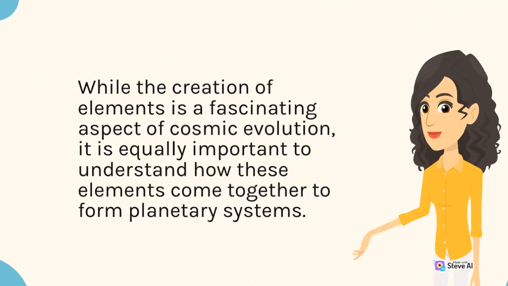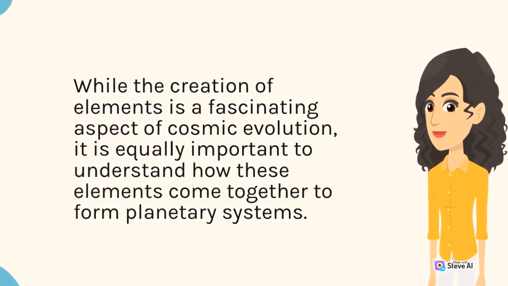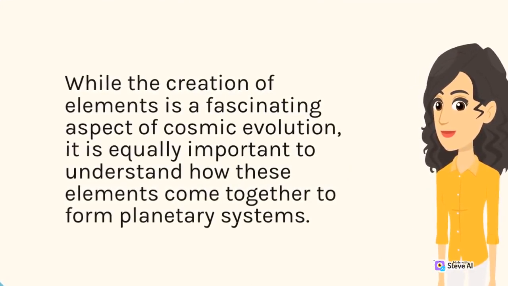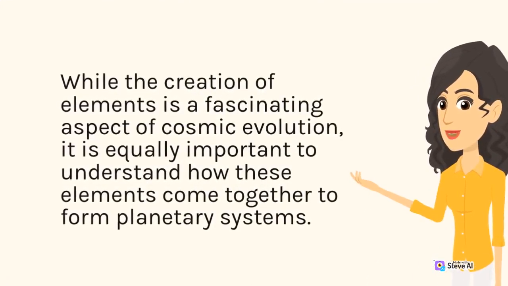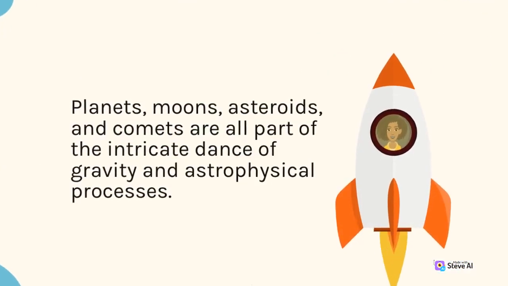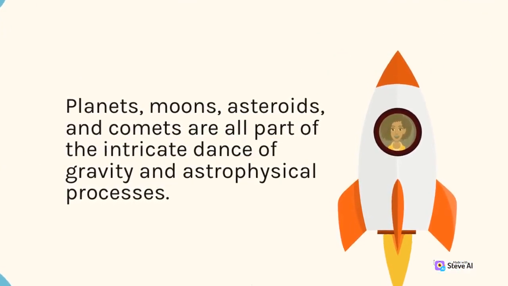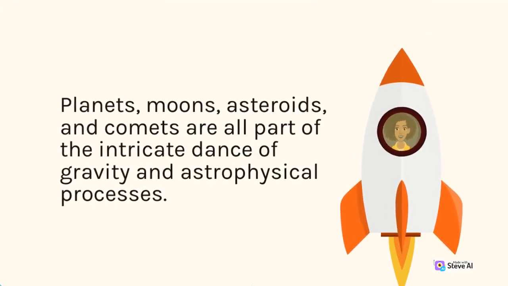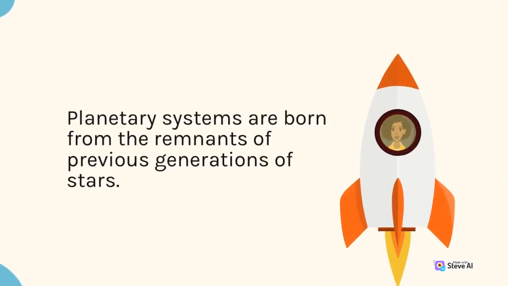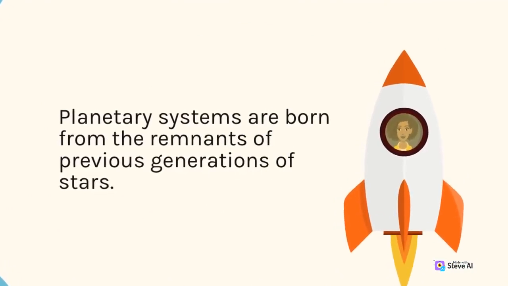The formation of planetary systems. While the creation of elements is a fascinating aspect of cosmic evolution, it is equally important to understand how these elements come together to form planetary systems. Planets, moons, asteroids, and comets are all part of the intricate dance of gravity and astrophysical processes. Planetary systems are born from the remnants of previous generations of stars.